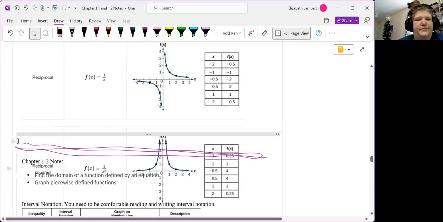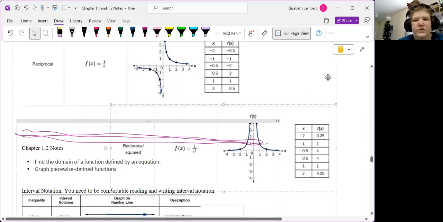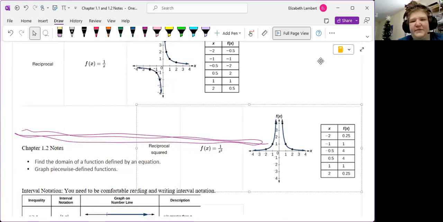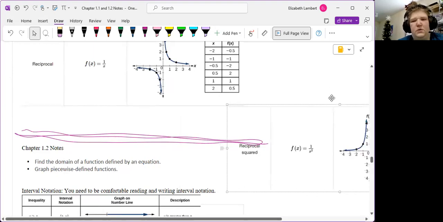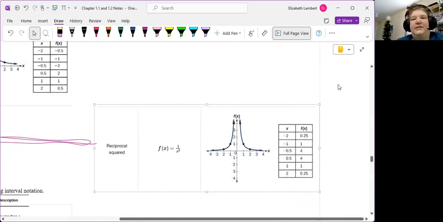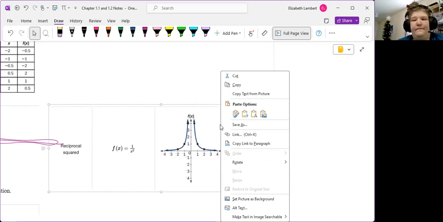Boy. So the reciprocal and reciprocal squared functions. Come on. You can do it, graph. I believe in you. It's being weird because I copy pasted it from somewhere. Okay.